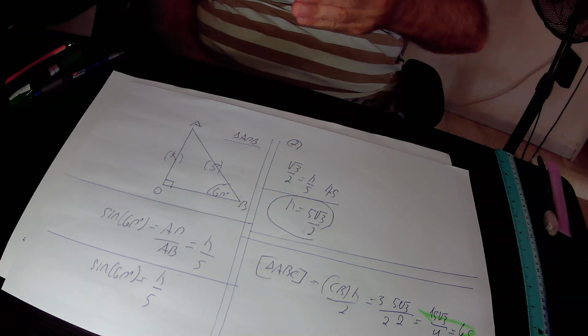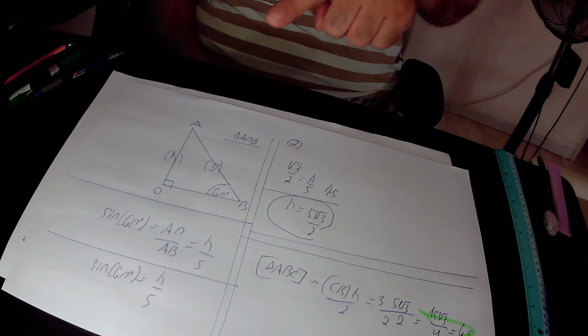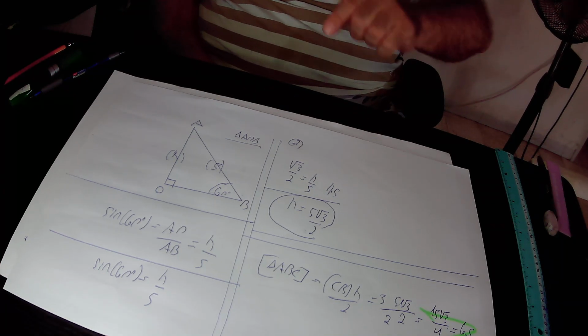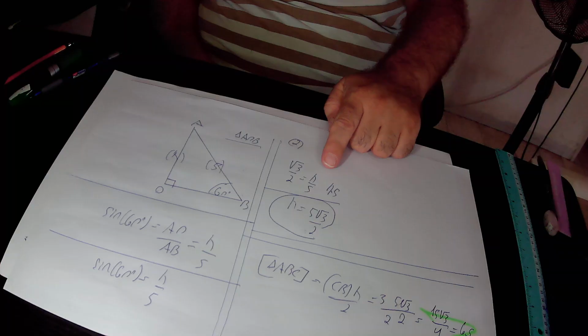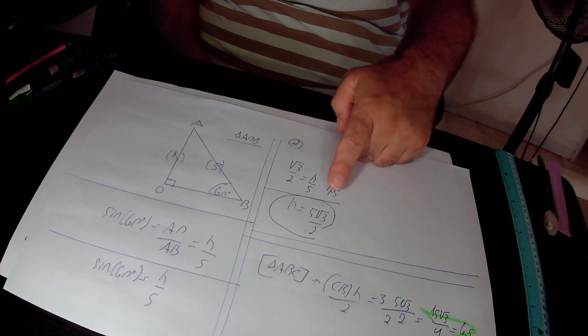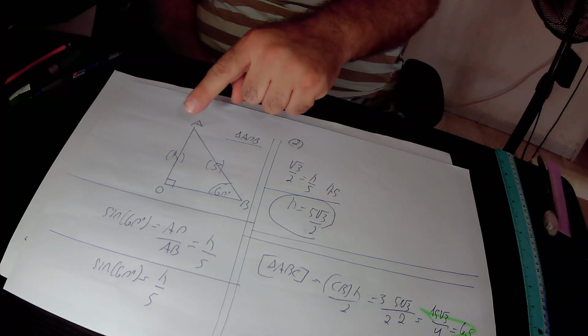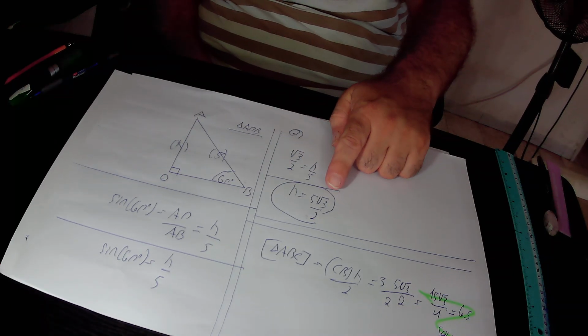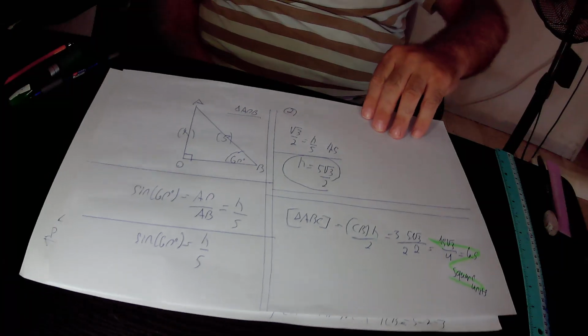Sin of 60 degrees is square root of 3 over 2. So square root of 3 over 2 equals h over 5. Here we multiply this equation by 5 and find that h equals 5 times square root of 3 over 2. So AO, which equals h, is 5 times square root of 3 over 2 units in length.